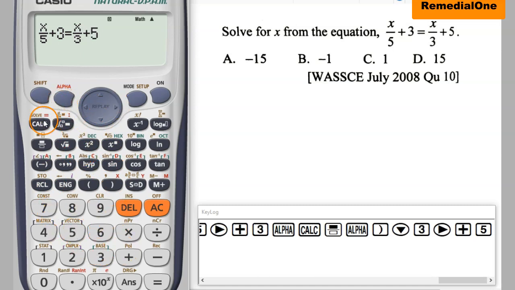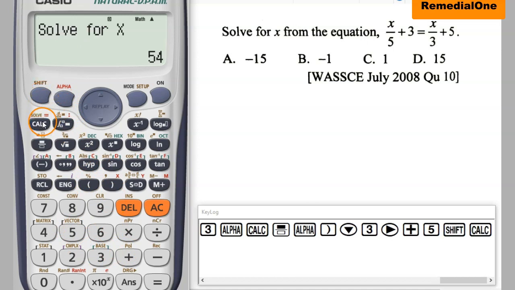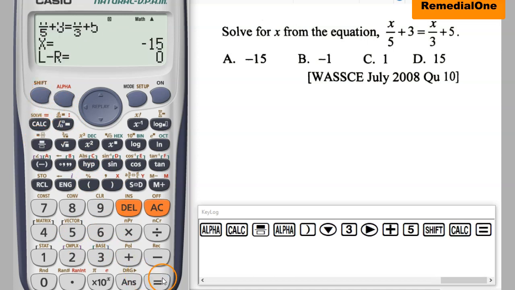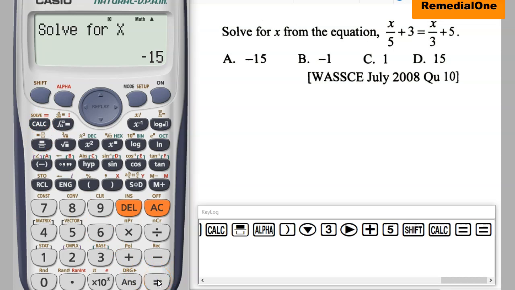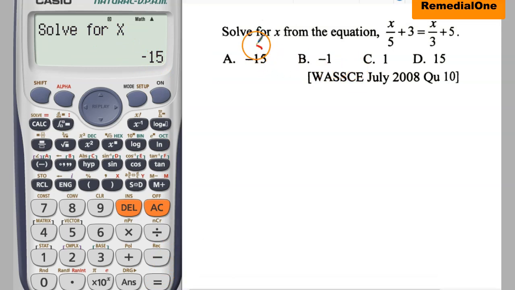You want to solve it, so you go to shift, solve, and then equal. So it's going to be negative 15, but if you want the final answer, you click that, and that will pop up. So for x, it's negative 15. So negative 15, which is A. Use a calculator, solve it, and match the answer.